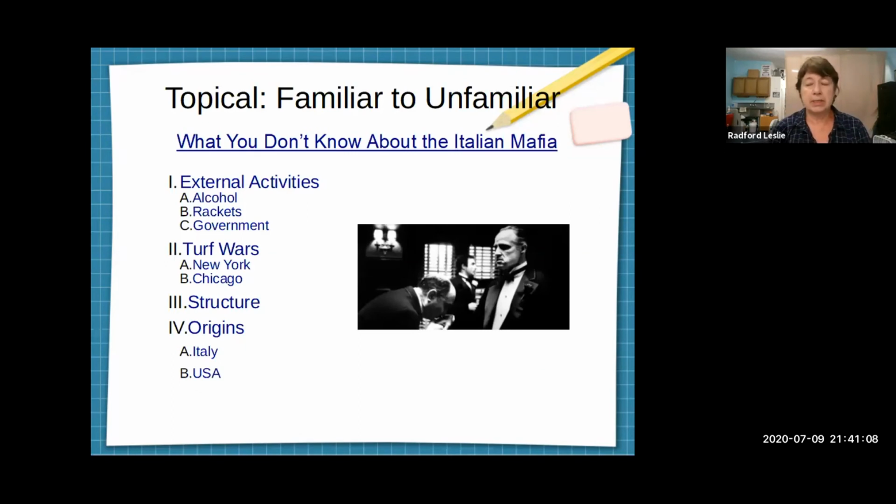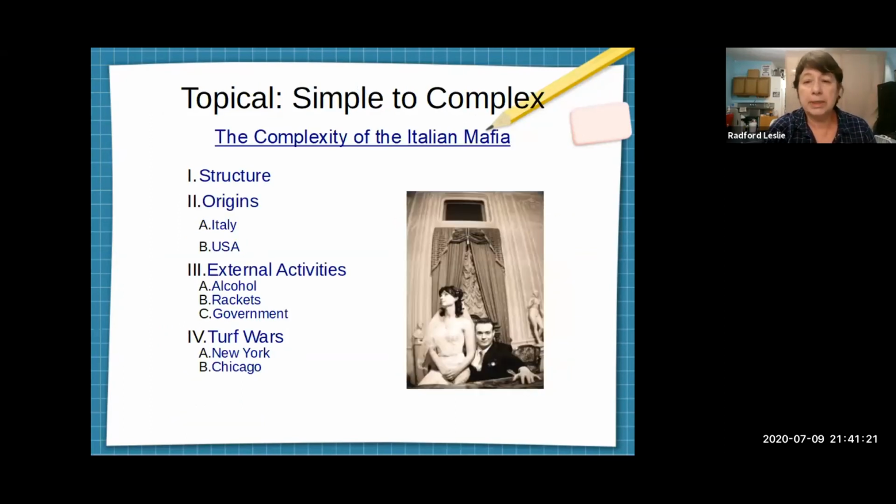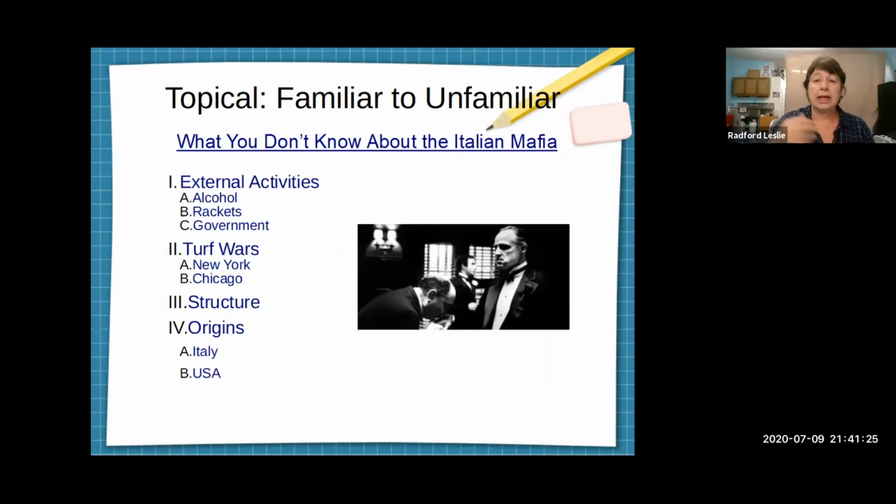You can take a speech with the main points you have, rearrange them, and make a whole different speech out of it. In this case, what you need to know about the mafia, from least to most important. The complexity of the mafia, simple to complex. And what you don't know about the Italian mafia, familiar to unfamiliar.